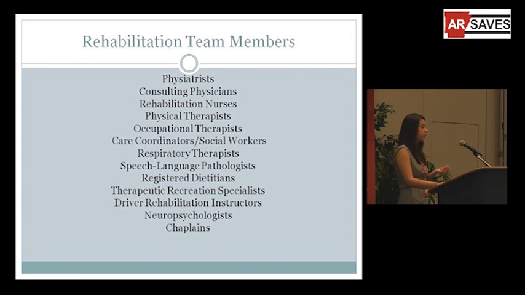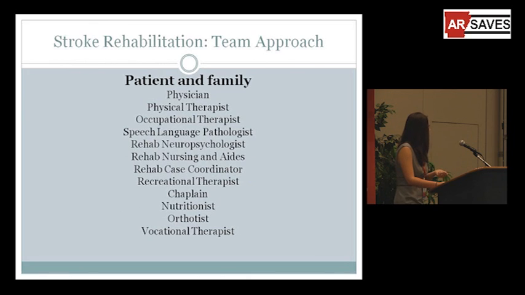Our therapeutic recreation specialists are also very important because they help with that dignity and quality of life aspect during the rehabilitation process. Neuropsychologists are important with the rehab process also to help with adjustment and anxiety related to their new functional level. And so it's a very big team, and this is just a short list of who's involved. And again, like I said, the patient and the family are the team members for the rehabilitation process.